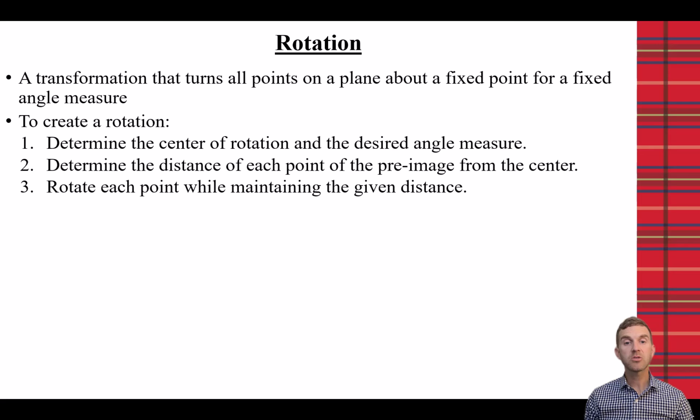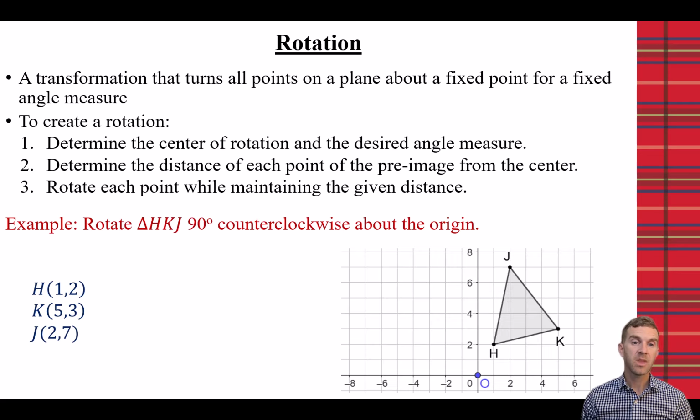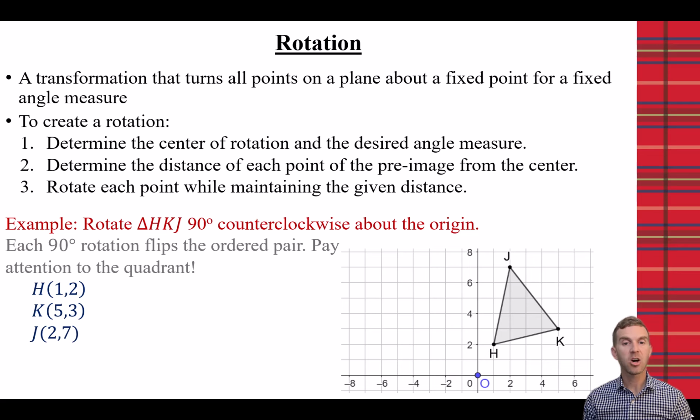So then as we do our rotation, make sure you maintain that given distance. Now, let's look at this triangle HKJ that we have on the coordinate plane, and we're going to rotate it about the origin. One of the nice things about doing this on the origin, keeping that distance is much easier when we're looking at these rotations about the origin because we know that it's going to flip the order of pairs every 90 degrees. And then what we have to pay attention to is which quadrant are we in.